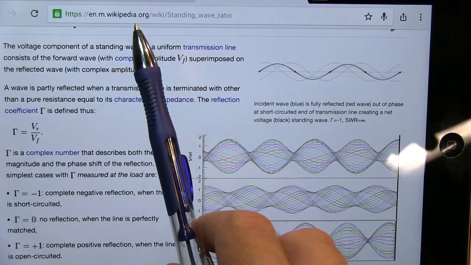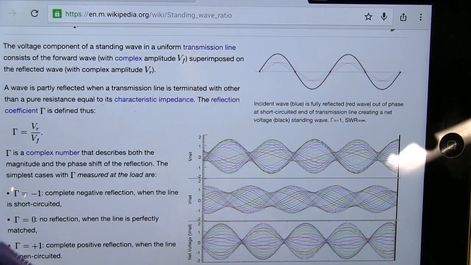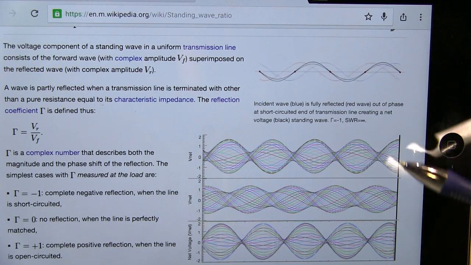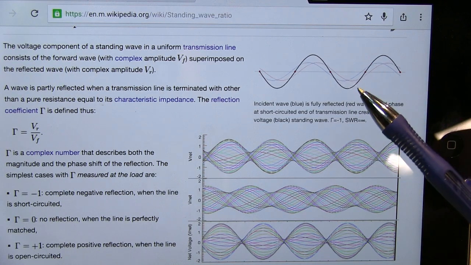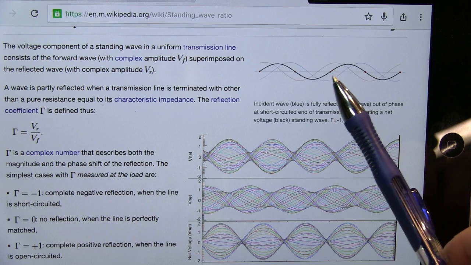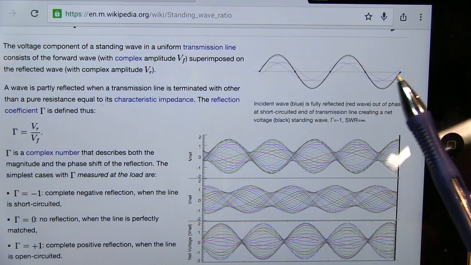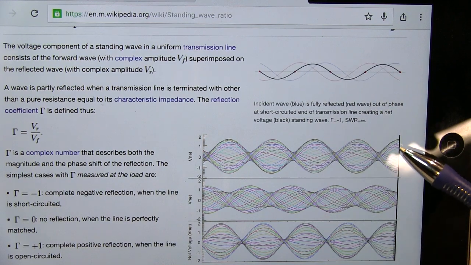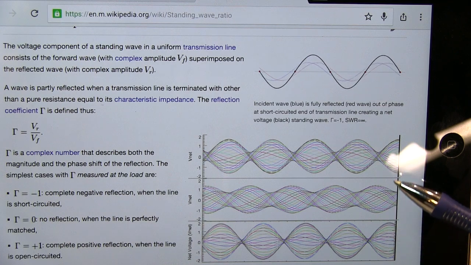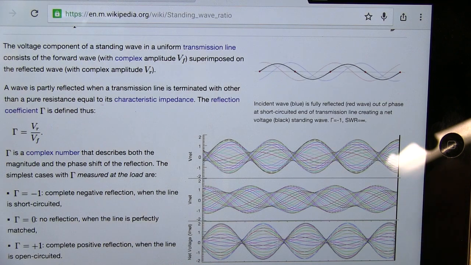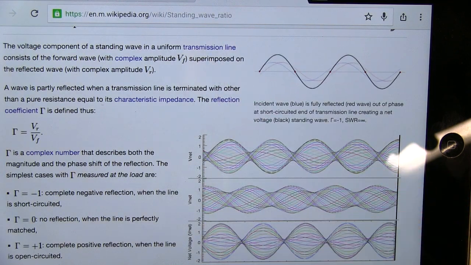Now, the Wikipedia page on standing wave ratio has a couple of pretty good graphics that show how a standing wave is formed from an incident wave and a reflected wave, and also shows what that standing wave looks like for different amounts of reflection. So I'd encourage you to follow this link, it'll be in the show notes below as well, to augment what we're going to show here on the bench today.